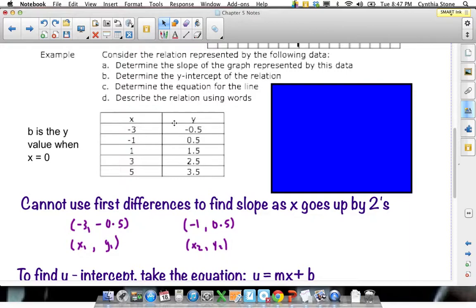Often, as we did in previous lessons, we used the first differences to find the slope. This one doesn't work, because see how the x goes up by 2's? So you can't do it that way. If the x does not go up by 1's every time, you cannot use the first differences.